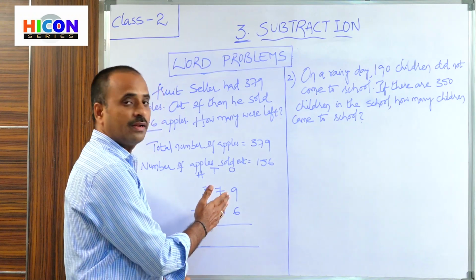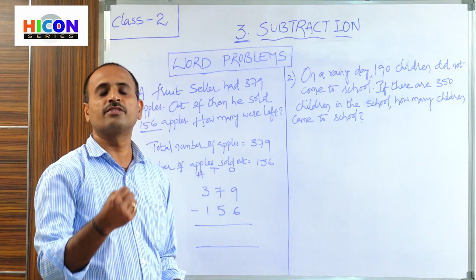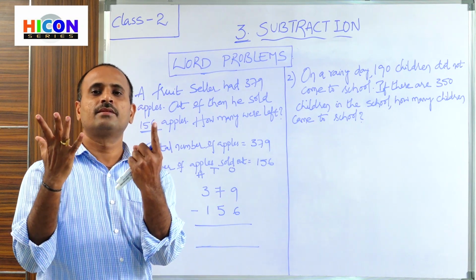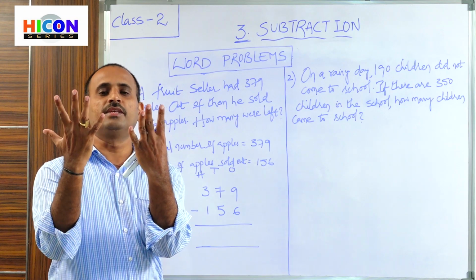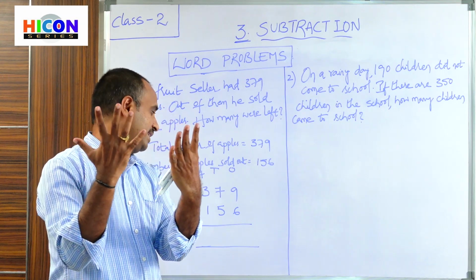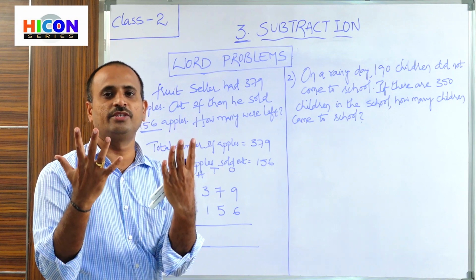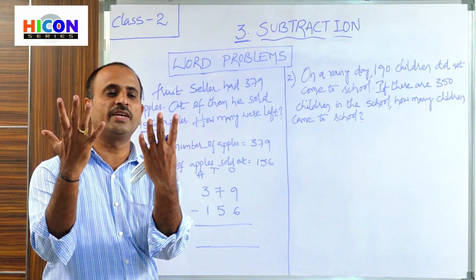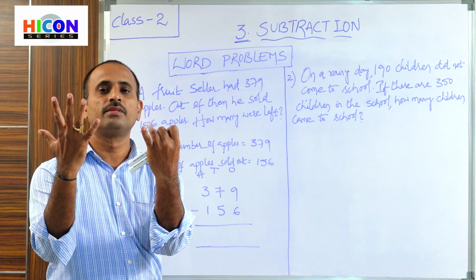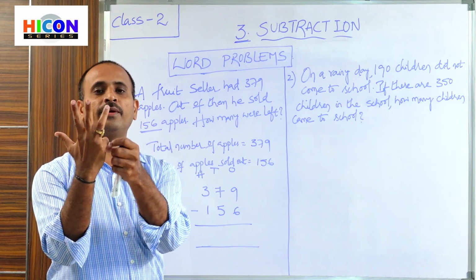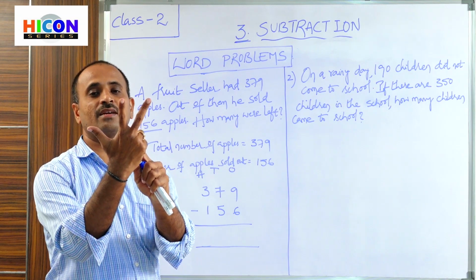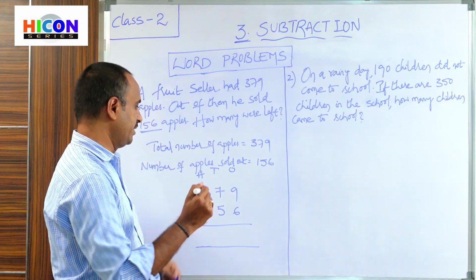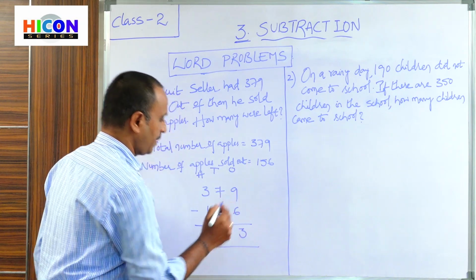So open 9 fingers of your hand. 1, 2, 3, 4, 5, 6, 7, 8, 9. These are the 9 fingers. What is the second digit in the ones place? 6 is the second digit. So close 6 fingers out of the 9 fingers. 1, 2, 3, 4, 5, 6. Children, how many fingers are left? 1, 2, 3. So 3 fingers are left. So write 3 under ones place.